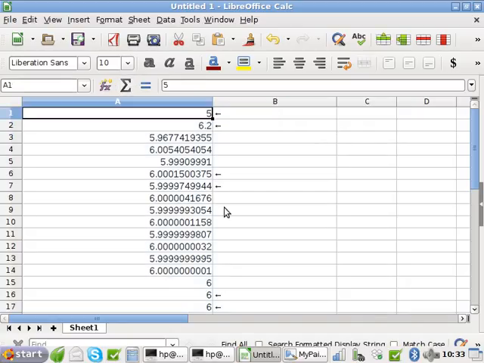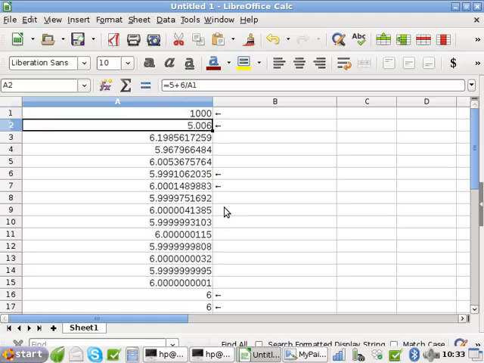So what about if I start at a really, really big number, far away from 6? So I start at 1,000. Will we still get to 6? What do you think? We'll still get to 6. Let's start at a really big number, 1,000,000.